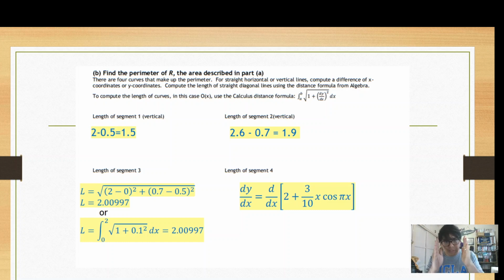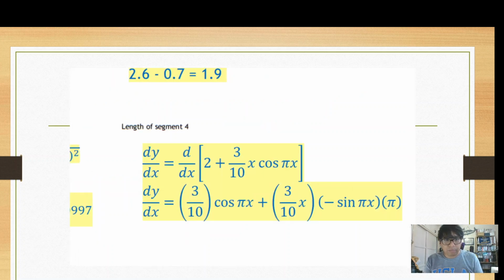So try to train yourself to look for that as you take derivatives. So here's that product rule. The derivative of 3/10 x is 3/10. That's what we see in the parenthesis here. Cosine pi x stays the same. Over here we have 3/10 x, which is just the first function here. And then we have the derivative of cosine pi x. The derivative of cosine is negative sine, so we got negative sine pi x. And the derivative of pi x is pi. So there's our dy/dx.